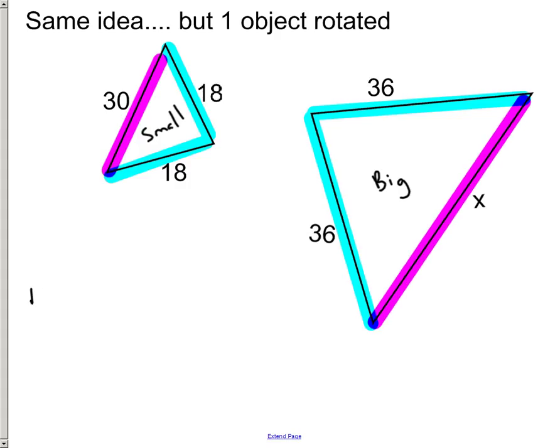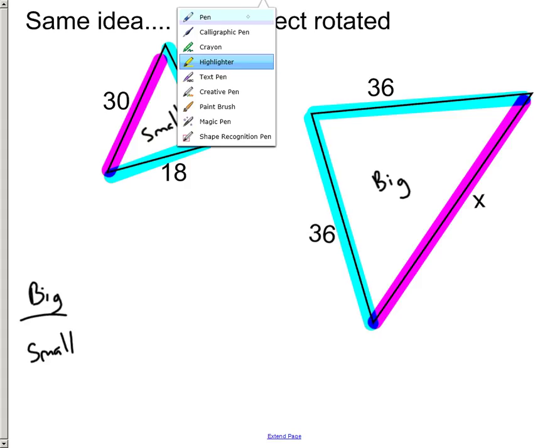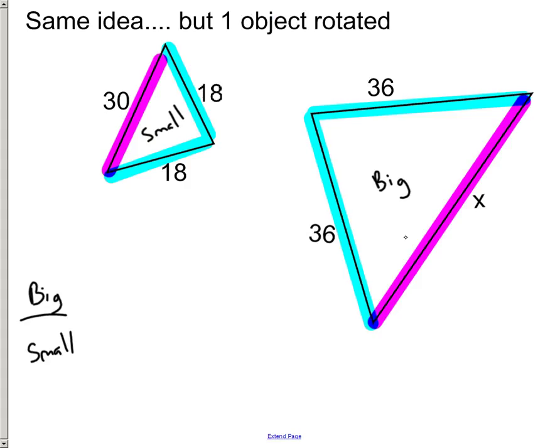So you know how I like to set these up. I put the big on top and small on bottom, not because I have to, it's just a preference. And so the big is x, and the small is 30. That's what corresponds to the x. Now I just need to choose one of the other two sides that correspond to each other. This 18 corresponds to this 36 because remember it all rotated. So 36 is on top and 18 is on bottom. And now we can set up and do the cross multiplication to solve.